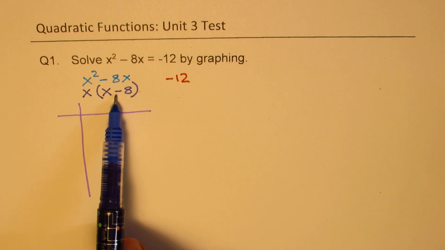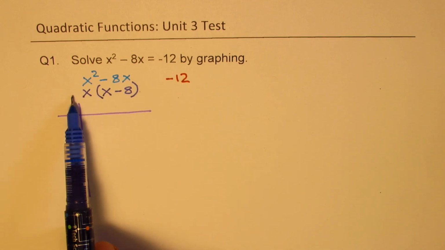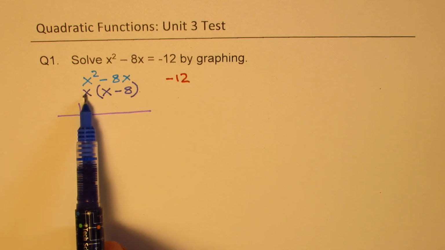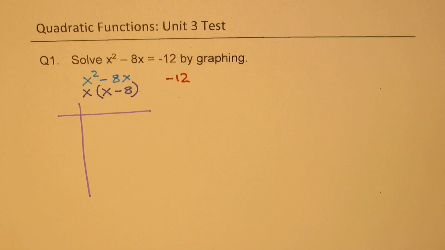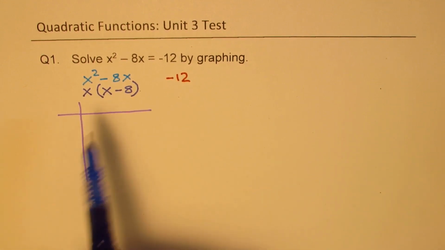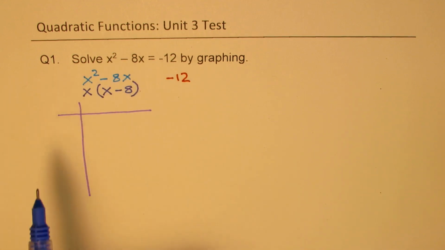Product of two numbers should be minus 12, right? So if you're thinking about 6 and 2, if I write 2 here, then we get minus 6. So it does give you a solution, correct? So that is kind of a hint for you to do, right? Okay. So anyway, we are going to plot this particular part.